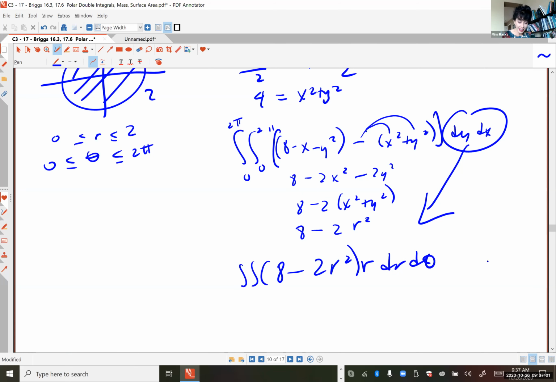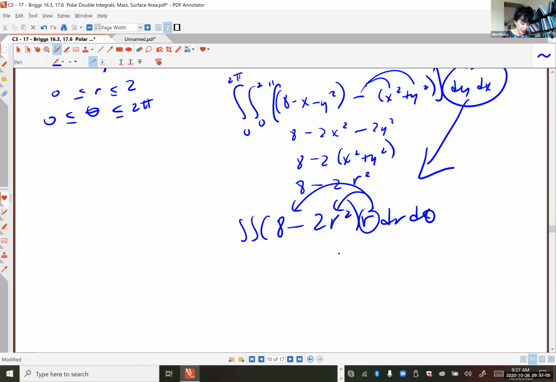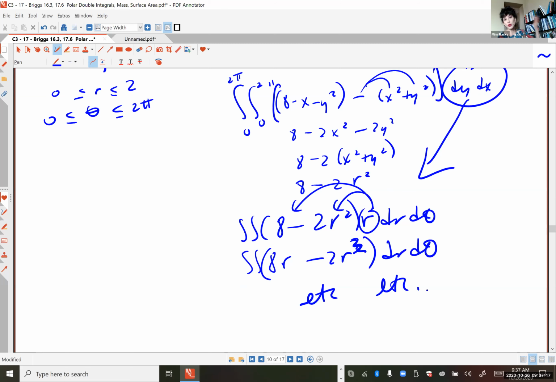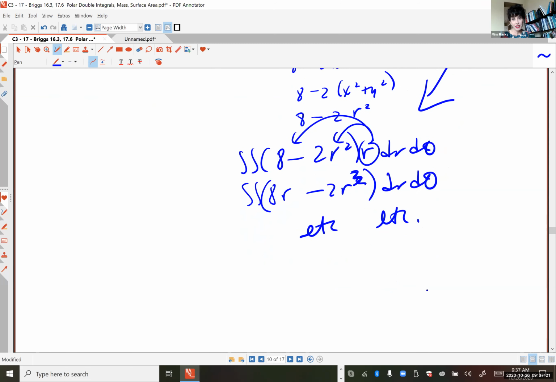Don't forget that. So you want to distribute your r before you integrate. And so you're really going to integrate 8r, r minus 2r cubed. That's a cubed right there. And then I'm just going to say et cetera, because I think this is pretty easy to integrate. There's no surprises. There's no power reduction formula or trig powers. I think you can do this one safely. And you should get 16 pi cubic units.